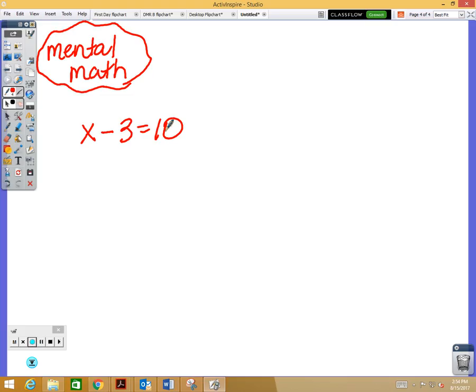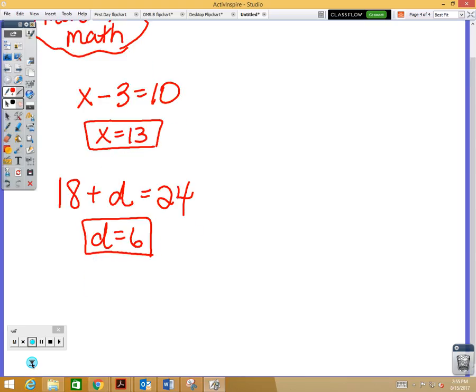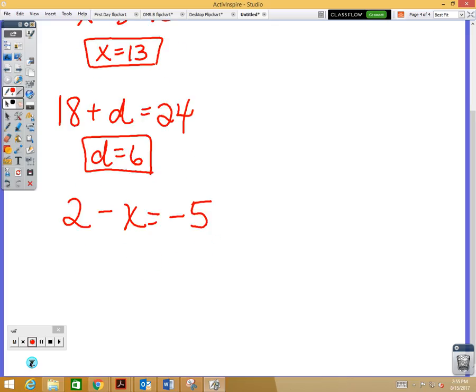7 minus 3 is 10. 13 minus 10. 18 plus D equals 24. D equals 6. How about a little bit harder now? 2 minus x equals negative 5. Ooh.